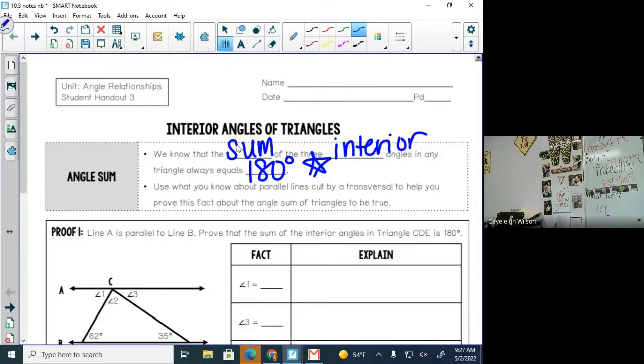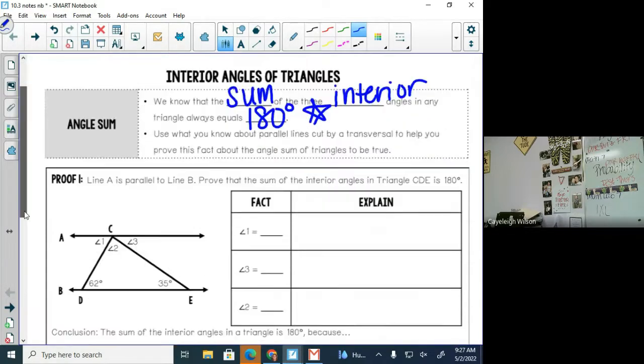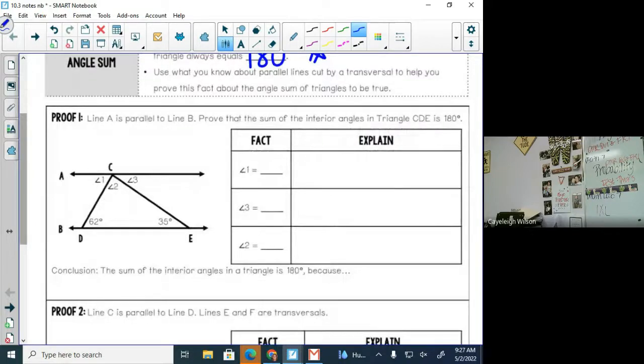Remember, we've got corresponding parts where they're located in the same spot, and I know that they're equal. Alternate interior, they're inside the parallel lines and opposite across from each other, so they're equal. Alternate exterior, they're on the outside of the parallel lines, opposite, so they're equal. Vertical, directly across from each other, equal. And then straight, supplementary, 180.